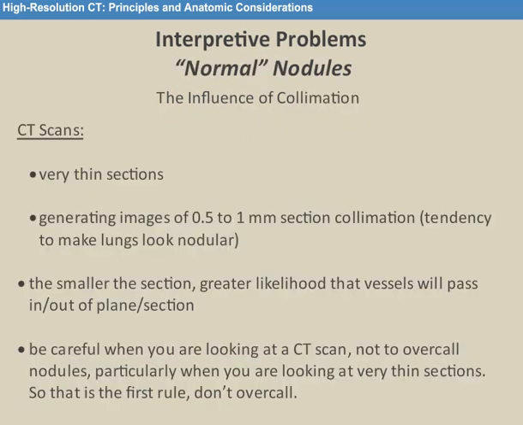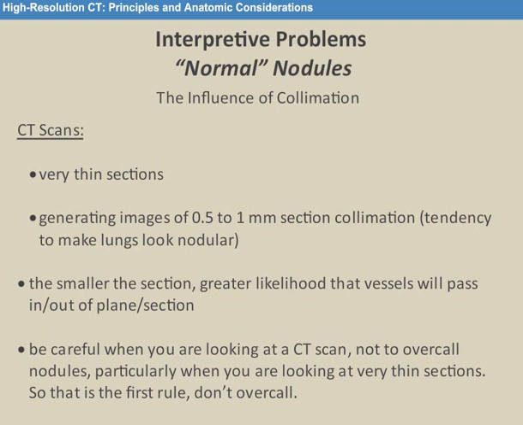Now, many of us look at CT scans of very thin sections, and we are now generating images of 0.5, 1 millimeter section collimation, and that has a tendency to make lungs look quite nodular. The reason for that is that the smaller the section, the greater the likelihood that vessels will pass in and out of the plane of that section. And you can imagine how those vessels will manifest on the CT scan if you simply look at one section as dots: it will look nodular.